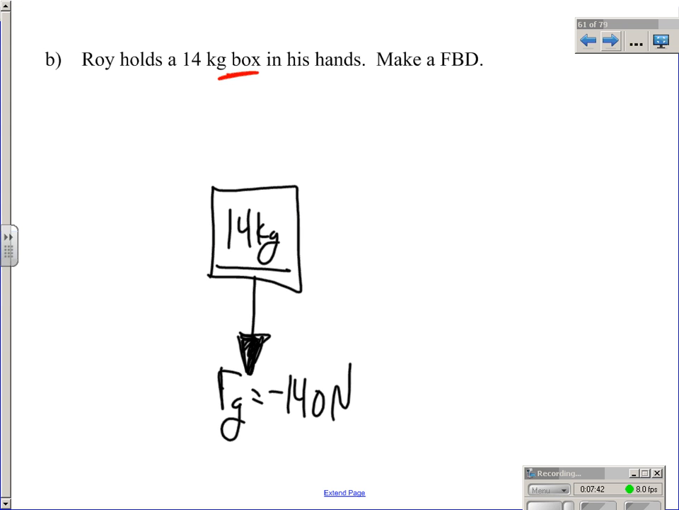All right, so step 3 is think. So what's the box doing? It's sitting at rest, right? So in this problem, our velocity is 0. And arguably, more importantly, it's also constant, right?